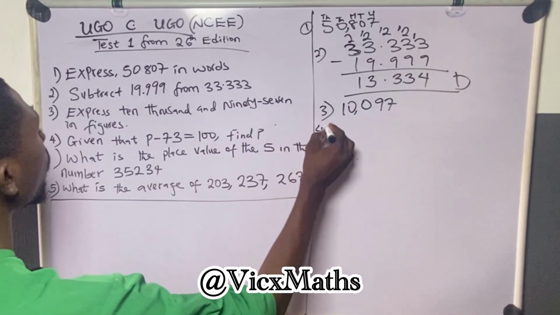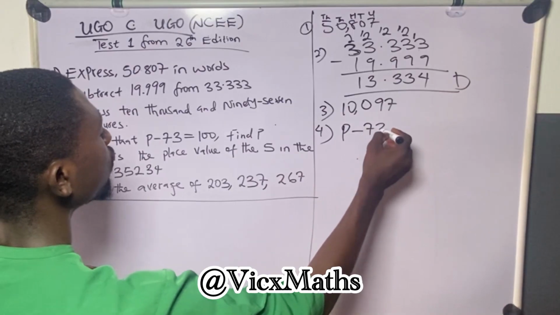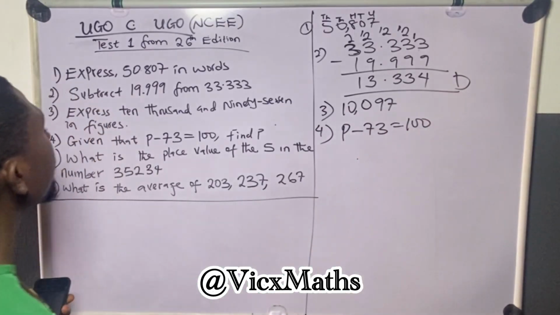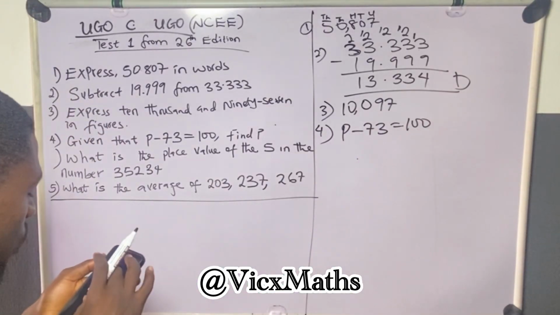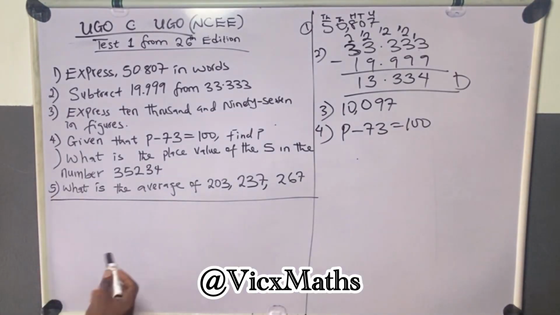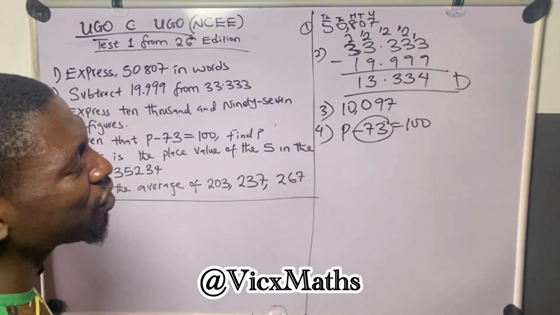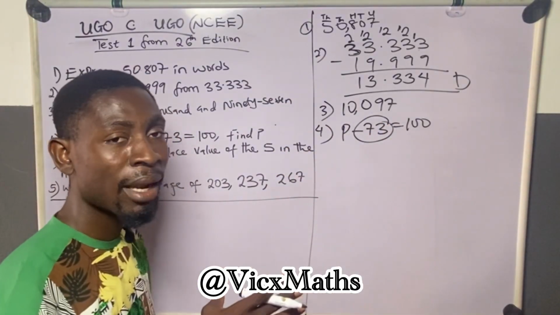Number 4 question, we have, given that P minus 73 is equal to 100, find P. Or they can equally tell you in this question, if you have the textbook, you can see it as: what is the value of P? Find P. So when the whole number, we want to make P the subject. In secondary school or SS1, you see this as subject formula, making the subject of a formula.